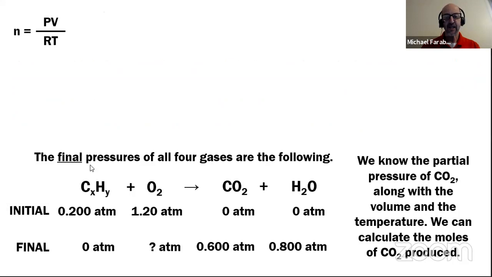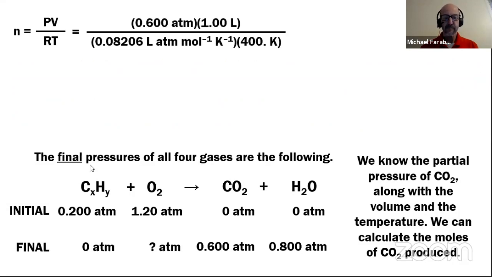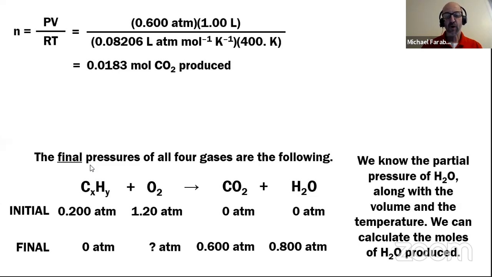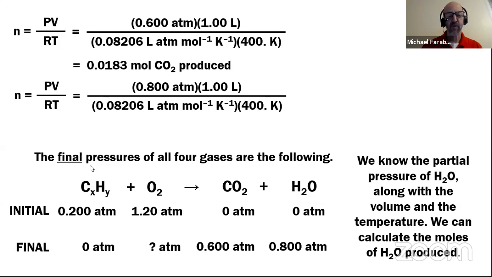Let's use the same n equals PV over RT. We'll plug in the pressure of the carbon dioxide, the volume of the container, which is still 1 liter. We have the ideal gas constant, again, with atmospheres, and the temperature in Kelvin. So this is how many moles of carbon dioxide were produced if I do that math, 0.0183. Well, I can do the same thing for the water. We know the partial pressure of the water is 0.800 atmospheres. So I can solve for moles in a similar way. So I get 0.0244 moles of water.